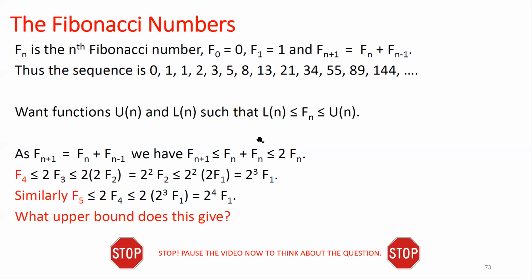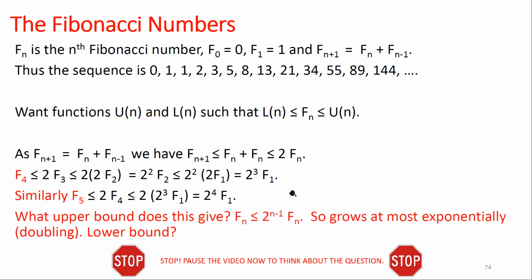Let's do the calculation a bit slowly. F4, do you agree that's at most twice F3? Yeah. And F3, do you agree is at most twice F2? Yeah. So that's 2 squared F2. But F2 is at most twice F1, so we get 2 cubed F1. If we do F5, F5 is at most twice F4. But F4 we just said was at most 2 to the third times F1. So we get F5 is at most 2 to the fourth F1. So in general, F_n is at most 2 to the n minus 1 times F1.